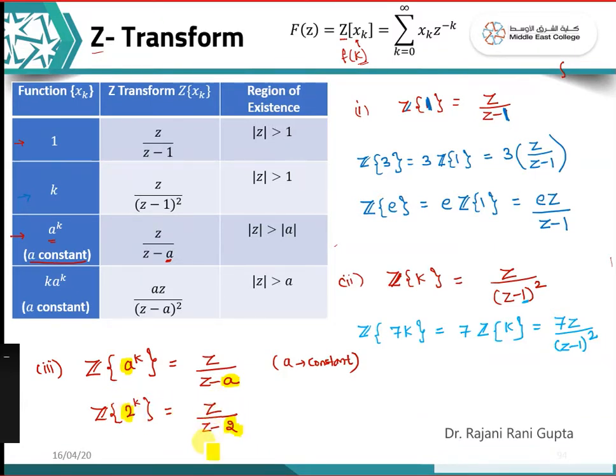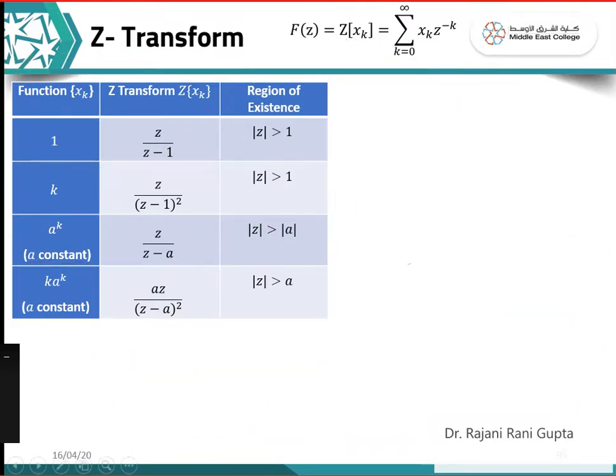Here be a bit careful about how you write z and 2, because sometimes when we write in a hurry, z and 2 appear the same. So be careful in your writing. Again we are working on the third property. If I have to find, say, the Z transform of 7 to the power k, what will it be? By the rule, z over z minus 7.